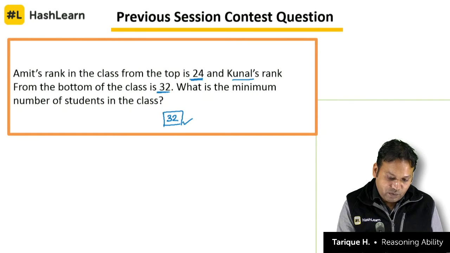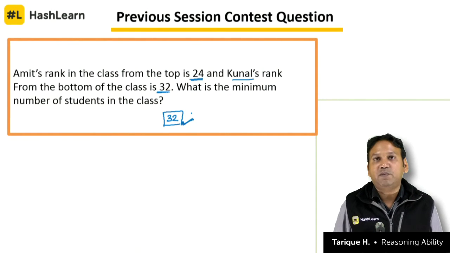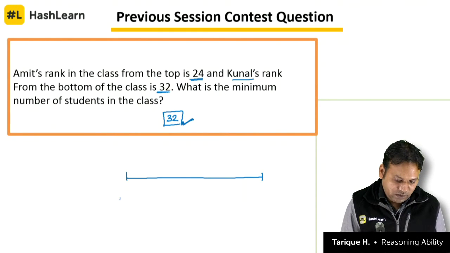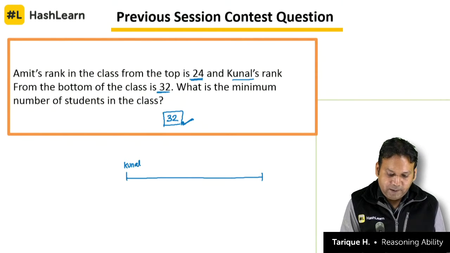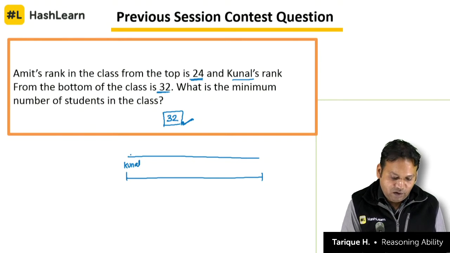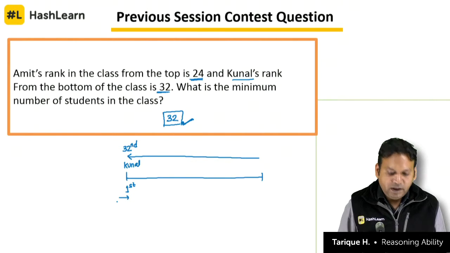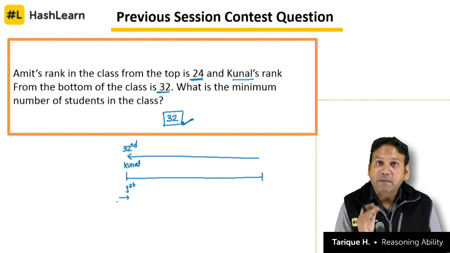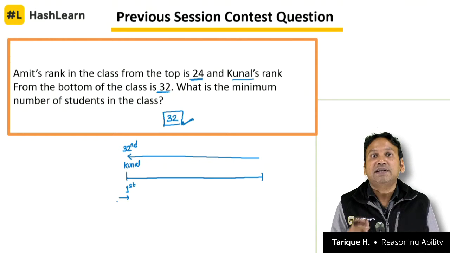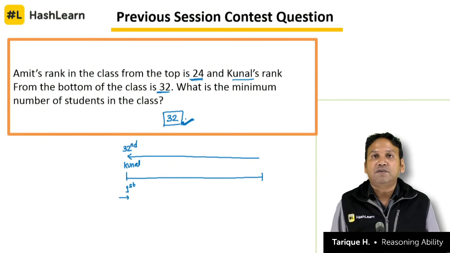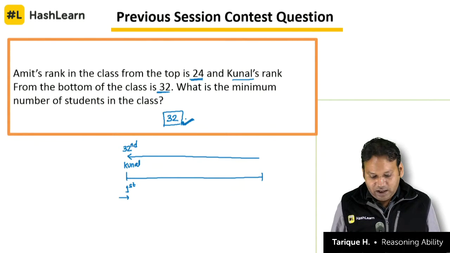So what is the minimum number of students in the class? The answer would be 32. Clear? Kunal, this is a very simple question. Kunal, whom we are saying is the 32nd from the bottom, could also be the first from the top. That is the minimum scenario. At least 32 students have to be there, otherwise how is a person getting 32nd rank, right? That's why the answer is 32. Clear? That's the question and the answer.